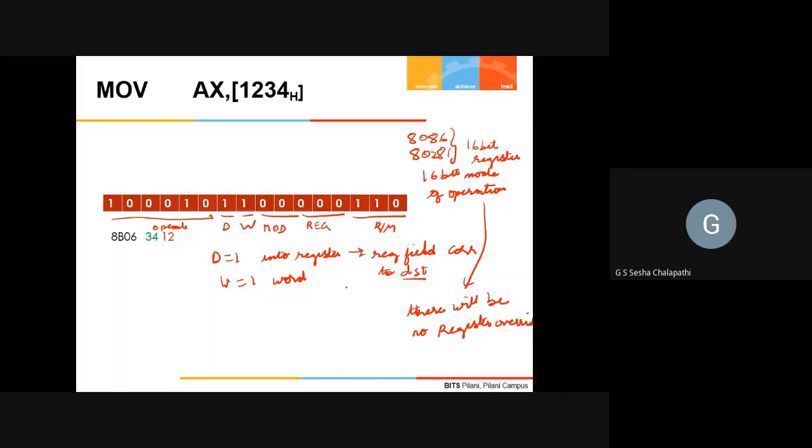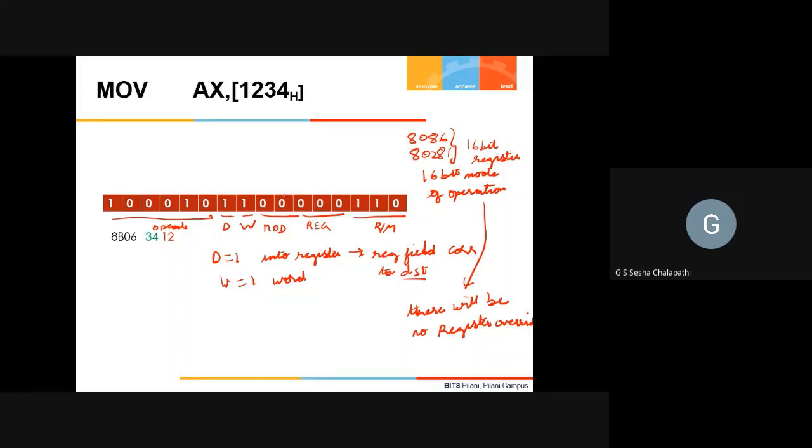Now, from the instruction, let me complete this particular thing and I will explain further how the reg field will be specific. When you specify the reg field as 000 and the word bit as 1, how will you understand that the destination register is AX only, not EAX.